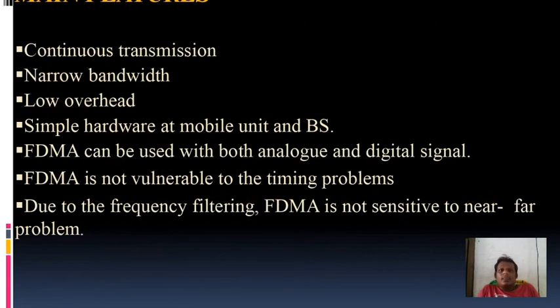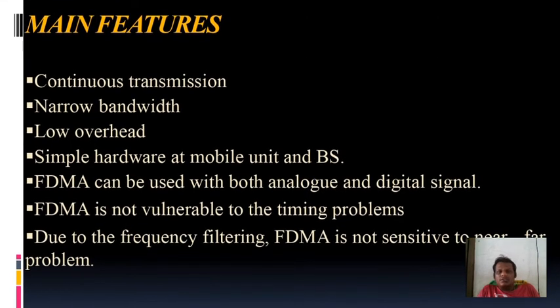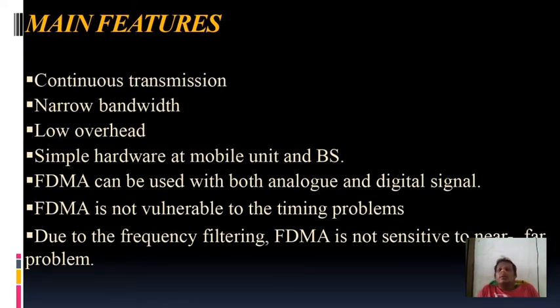So these are the main features of FDMA, where you always have continuous transmission because of the allocation of channels, and each channel has a simple spectrum, so it is a narrow bandwidth. It doesn't require any overhead bits in FDMA, and it can be utilized in both analog and digital domains. FDMA is not sensitive to the near-far problem like TDMA. In TDMA you have a cross-talking problem, all of which can be avoided in FDMA because of utilizing a filter.